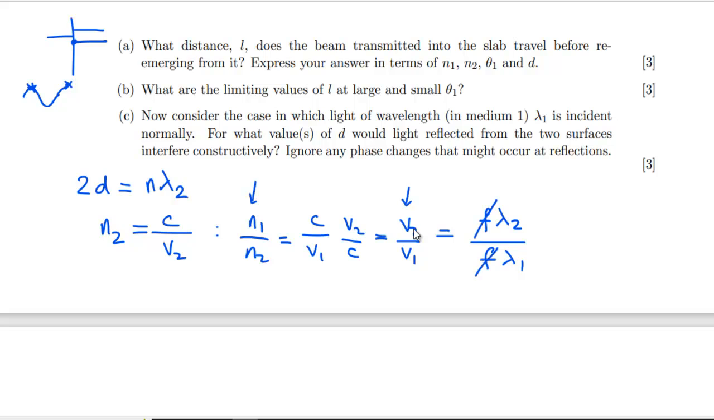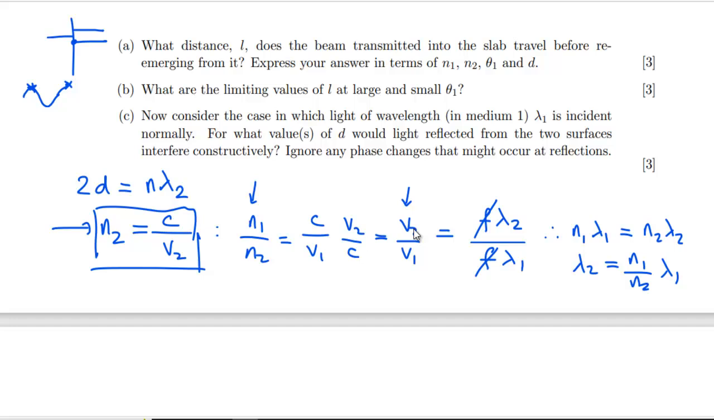So the ratio of our refractive indices is the same as the ratio of the wavelengths, but inverted. So we've got that n1 lambda 1 is equal to n2 lambda 2, which means we can now say that lambda 2 is n1 over n2 times lambda 1. All of this follows from the fact that the frequency hasn't changed and the definition of refractive index, which is a velocity ratio. Or at least that's one way of defining what refractive index is.